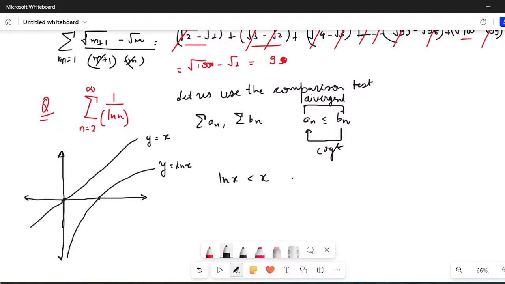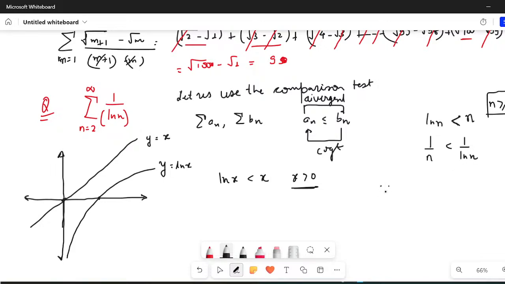So what is x here? x belongs to all x greater than 0, but in general here we are using natural numbers, so natural numbers fall in this category only. Let us replace x by n. For all n greater than or equal to 2 (why 2? Because if n equals 1, then ln 1 is 0, and 1 upon 0 you cannot define), I can write that ln n is less than n, and if I take the reciprocal, 1 upon ln n is greater than 1 upon n.